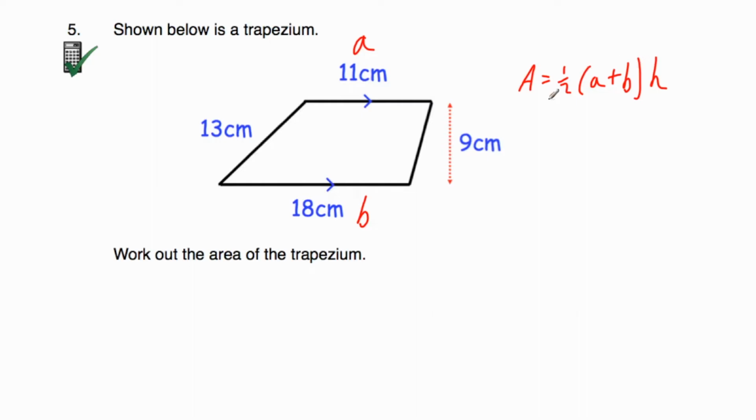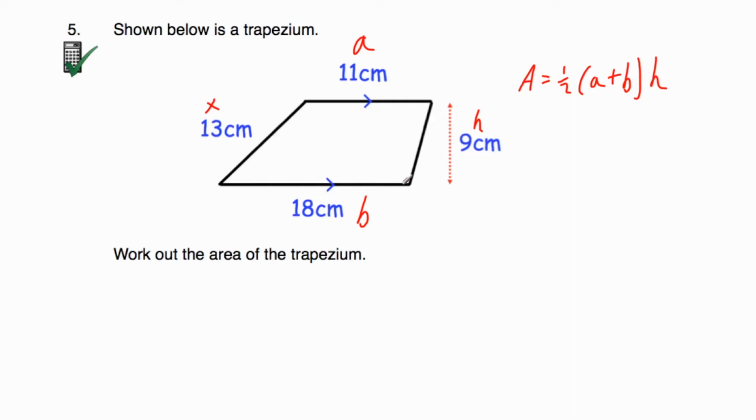The height is the distance between them, so it's the perpendicular height, the distance straight between them. So it's going to be 9 centimeters. The distance between them is 9 centimeters. That is our height. And the length of this diagonal, we don't actually need this to work out the area of this trapezium. So we're not going to use that 13 centimeters.